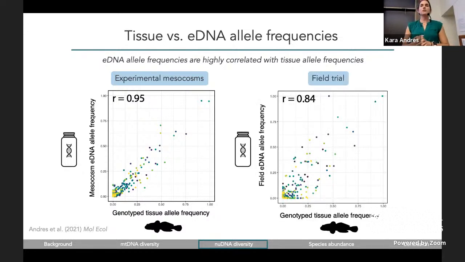So we also conducted a field trial to see, okay, can we do this in a real field setting where there's a lot of other things going on? There's environmental DNA degradation and transport, and there's other species present. And in fact, we do see a slight decrease in the correlation coefficient, a little bit more noise, but in general, environmental DNA is still telling us some pretty powerful information about the frequency of the alleles at these different microsatellite loci. Okay, so here we've established we can not only detect microsatellite alleles, but we can estimate population allele frequencies from these eDNA samples. And now we're ready to go out into the field and apply this in a population genetics context.